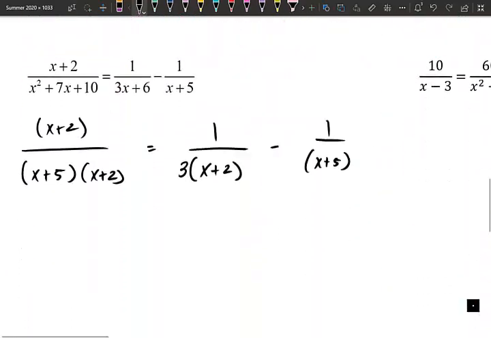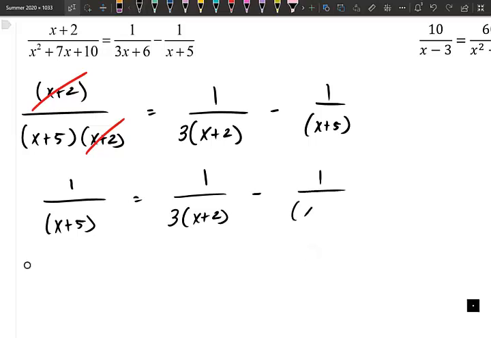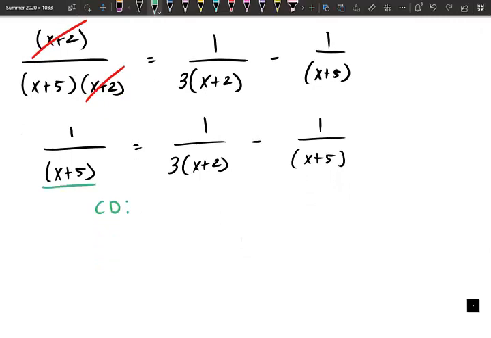And we can here. We can simplify because we can cancel out x plus 2, x plus 2, top and bottom. So what we have left over is 1 over x plus 5 equals 1 over 3 times x plus 2 minus 1 over x plus 5. Now we can go ahead and find our common denominator. Let's look for pairs. We do have a pair, x plus 5, x plus 5. Let's see what else we have left over. We have a 3 on the outside. And then last thing, x plus 2.